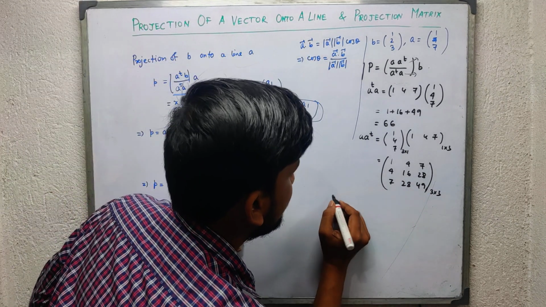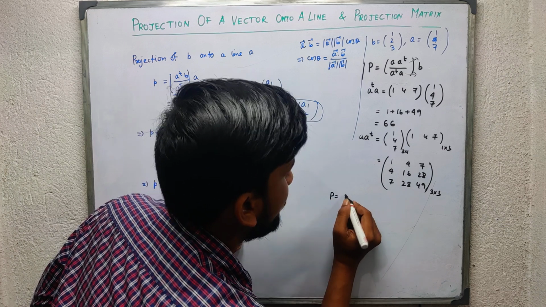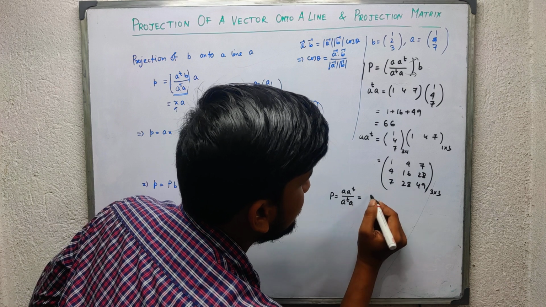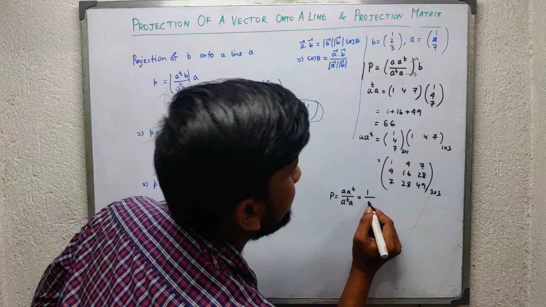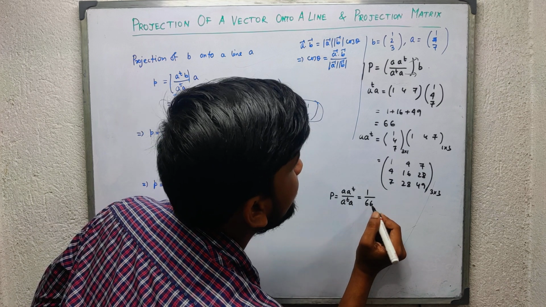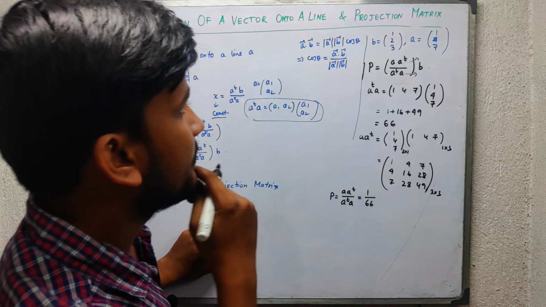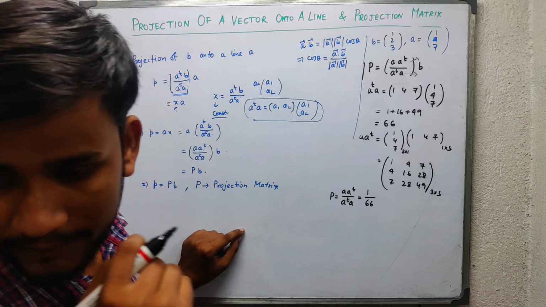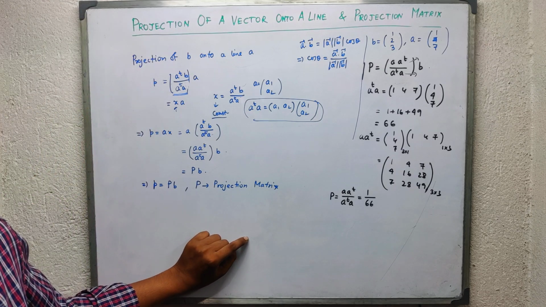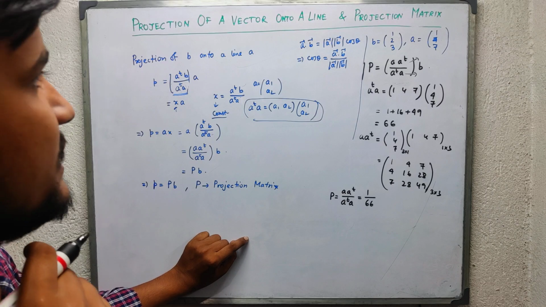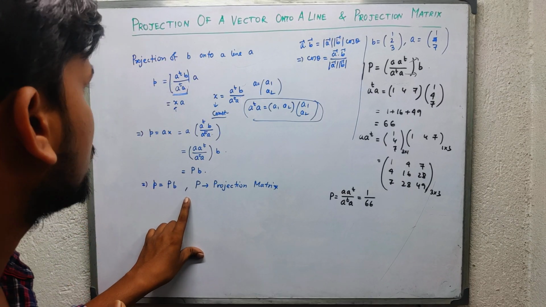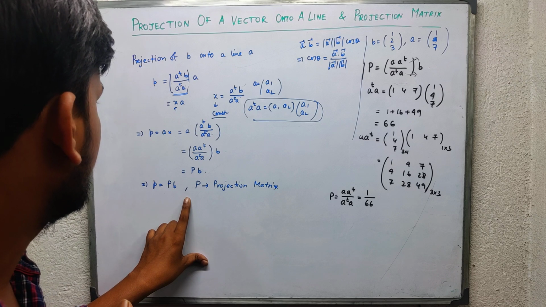Now what is P? P equals A A transpose by A transpose A, which is 1 by 66 times A A transpose. No, I think I am getting it wrong. Just a second. A transpose B. Oh, sorry. P means A transpose B.